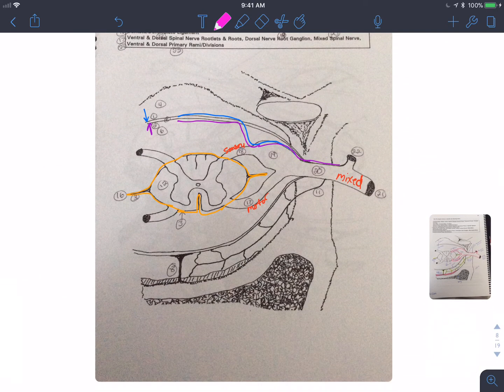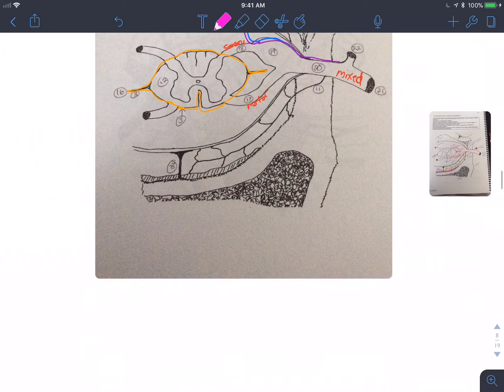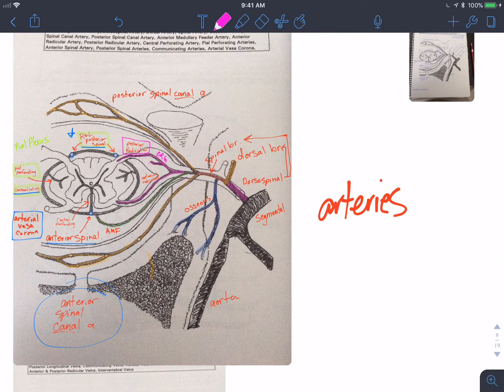Okay, so just outlining our photos again, our pictures from our book, kind of the same idea, right?